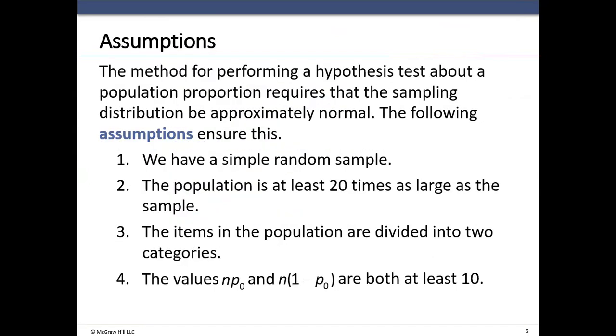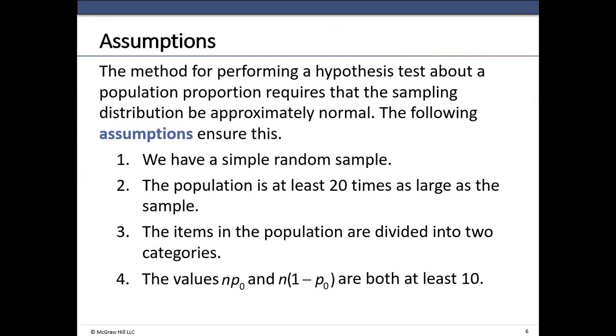The method for performing a hypothesis test about a population proportion requires that the sampling distribution be approximately normal. Remember, the sampling distribution is the probability distribution of p hat, where we have p hat on the horizontal axis and relative frequency or probability on the vertical axis. We get a bell-shaped curve of the probability distribution of p hat, which is called the sampling distribution. The center, where the peak of the sampling distribution appears on the horizontal axis, is mu p hat, and that is equal to the population proportion.